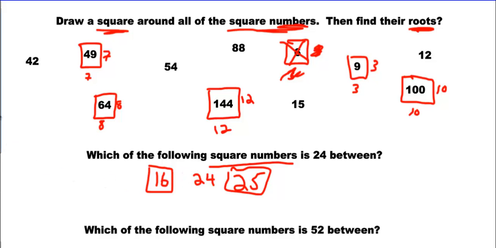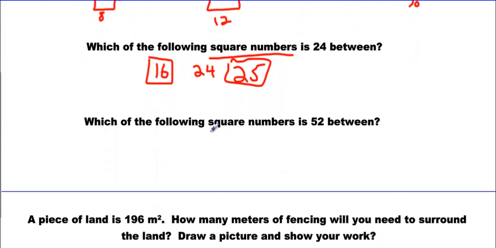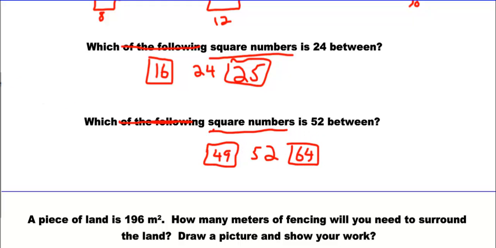There they are. Which square numbers is 52 between? Same with this one. It should say which square numbers. Which square numbers is 52 between? Well, 52 is not a square number, but it is between two square numbers. It's between, guess what? 49 is a square number, 7 and 7. And what? 64. That's a square number. And 52 is somewhere in between them.